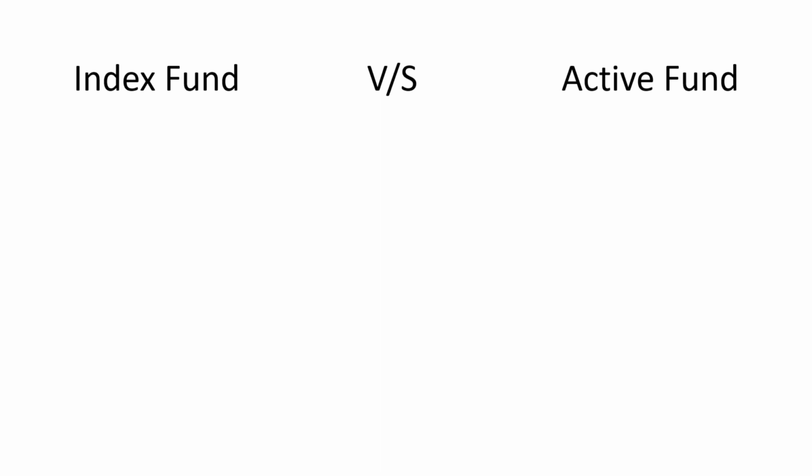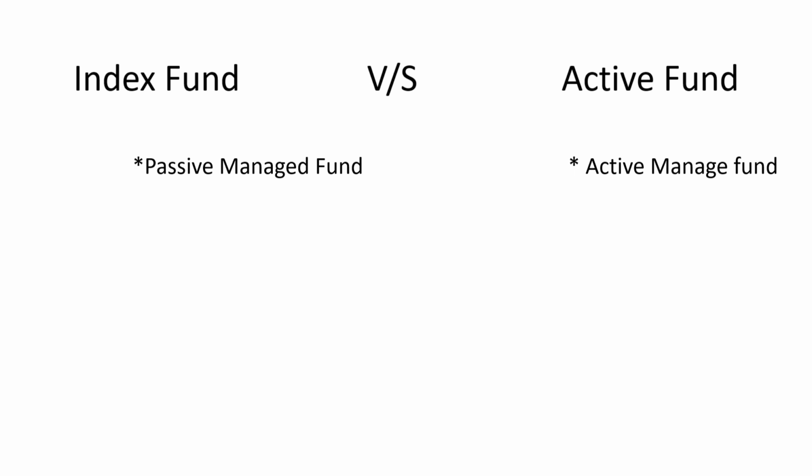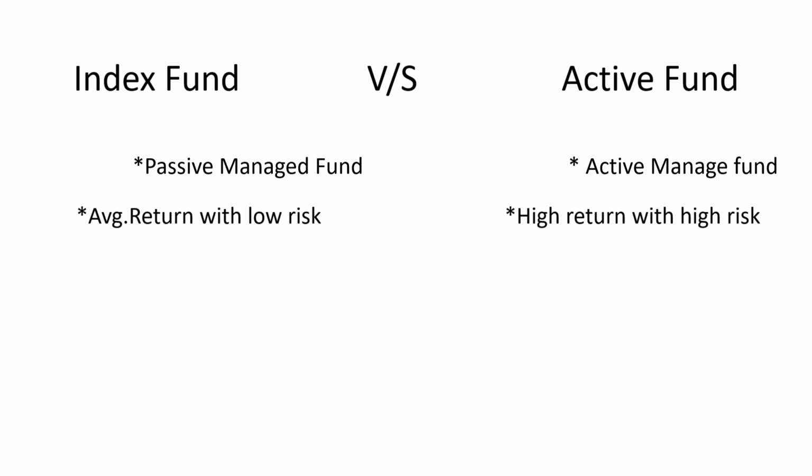An index fund is a passively managed fund. An active fund is an actively managed fund. Actively managed means the fund manager is involved in the research of a stock, research of the market, collecting data and other things to manage the mutual fund.